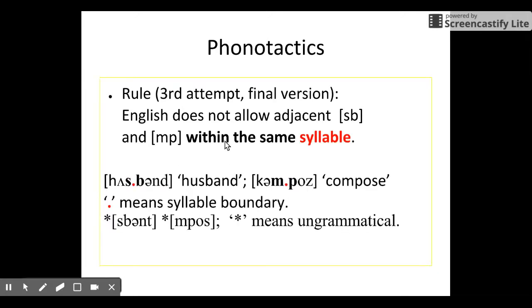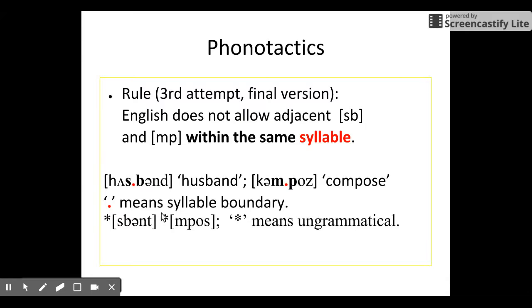Let's try a third one. This is the final version. So English does not allow adjacent sp sequence and mp sequence within the same syllable. So we have to use the concept of syllable. We have to introduce the idea of syllable so that we can really describe why these two things are bad and these two things are okay in English.